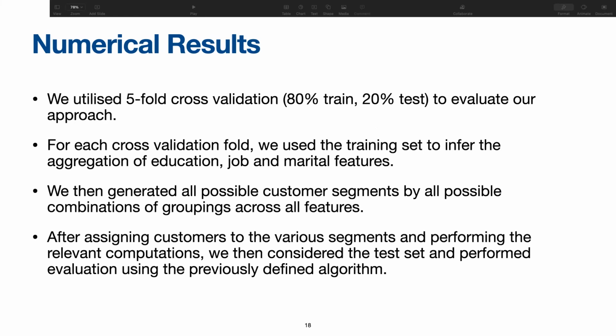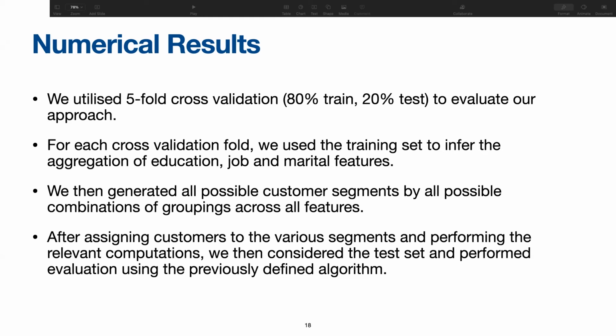Okay, so we utilized 5-fold cross-validation to evaluate our approach. For each cross-validation fold, we essentially use the training set for the aggregation of the education, job, and marital features. Job, essentially, we discussed before. Education was based on primary, secondary, and tertiary education. And marital features, the attributes for that data were single, married, and divorced.